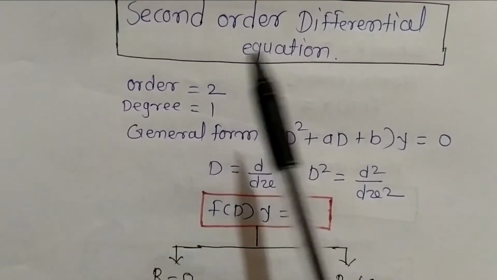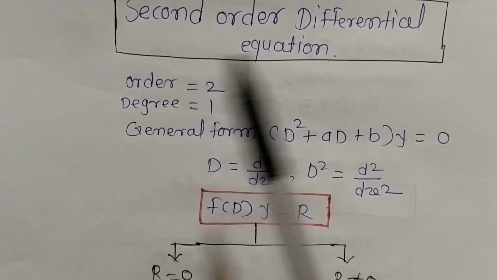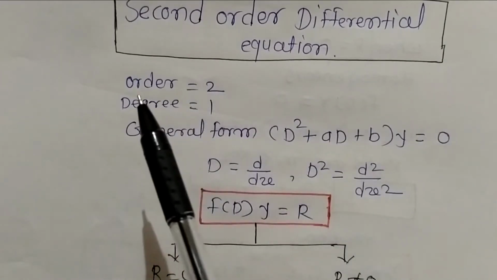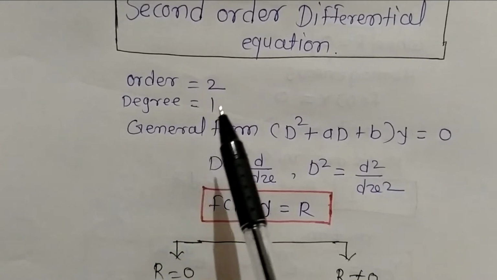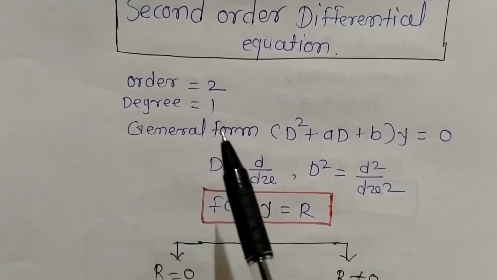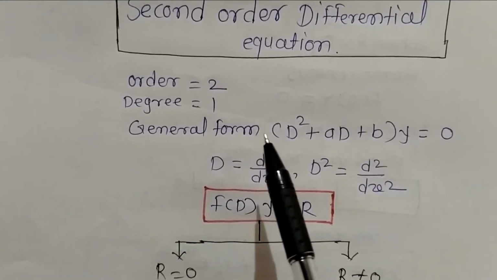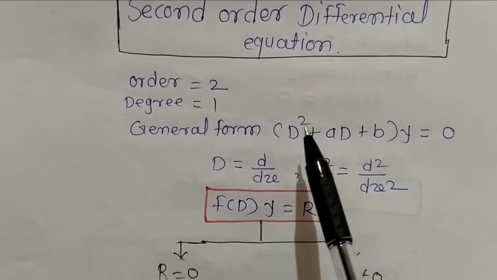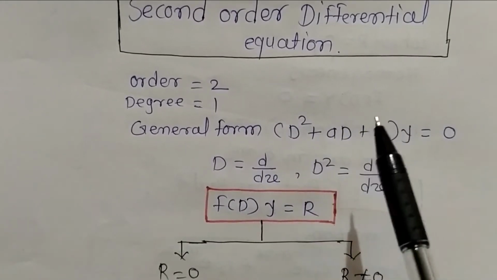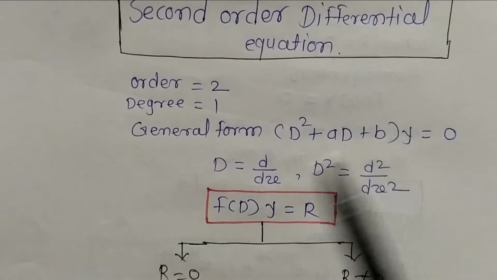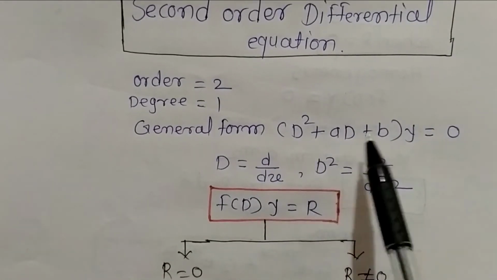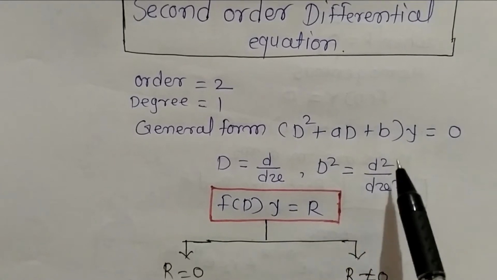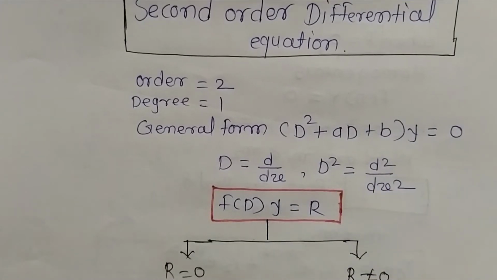Second order differential equations. A second order differential equation is one in which the order of the equation is 2 and the degree of the equation is 1. The general form of the second order differential equation is (D² + aD + b)y = 0. Here D is d/dx and D² is d²/dx².